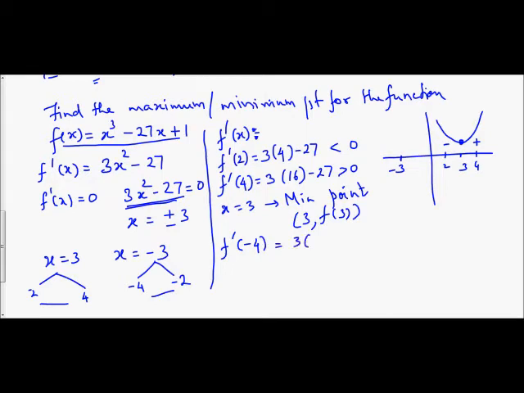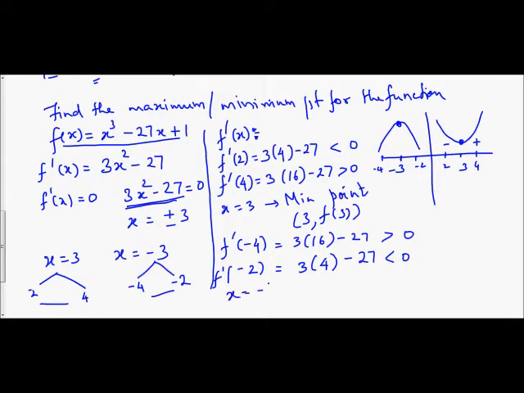So this would be 3 times 16 minus 27, which is positive, and f dash of negative 2 would be 3 times 4 minus 27, which would be negative. Therefore it's positive at this point, which means it's going like this, and it's negative at this point, therefore it's something like this. So obviously this is a point where it has a maximum. Therefore, x is equal to negative 3 gives the maximum point.